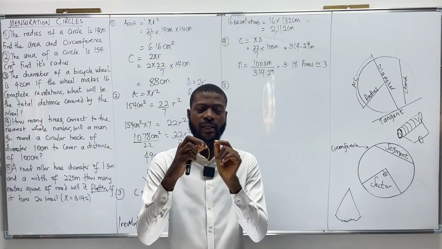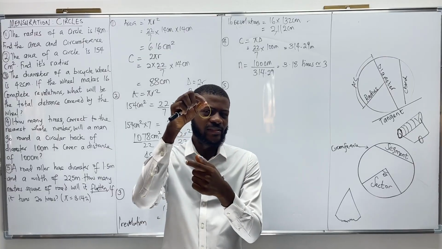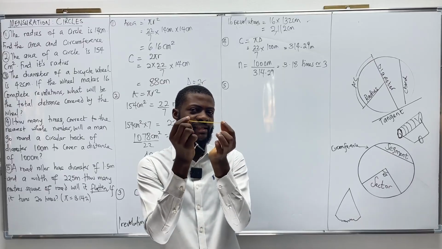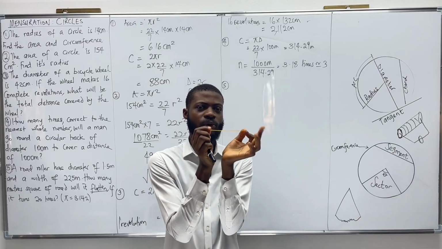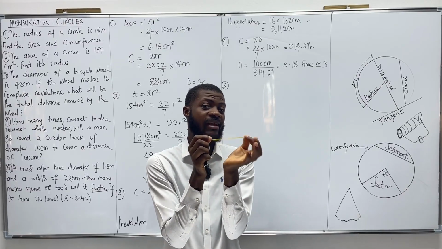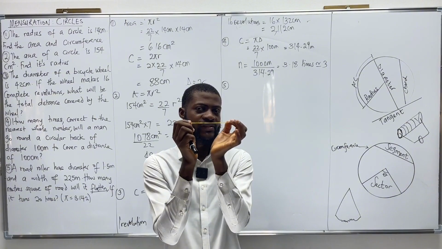So in this case, I want to know what the circumference is. Because if I know what the circumference is, that means if I should flatten it, I know how much length it is going to cover if I should flatten this very circle.